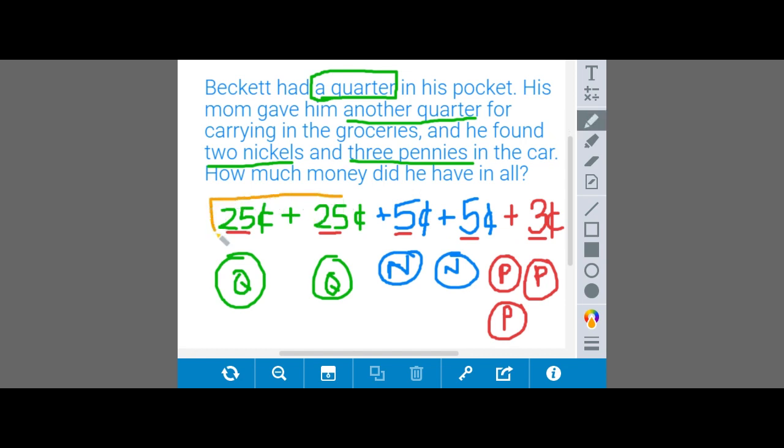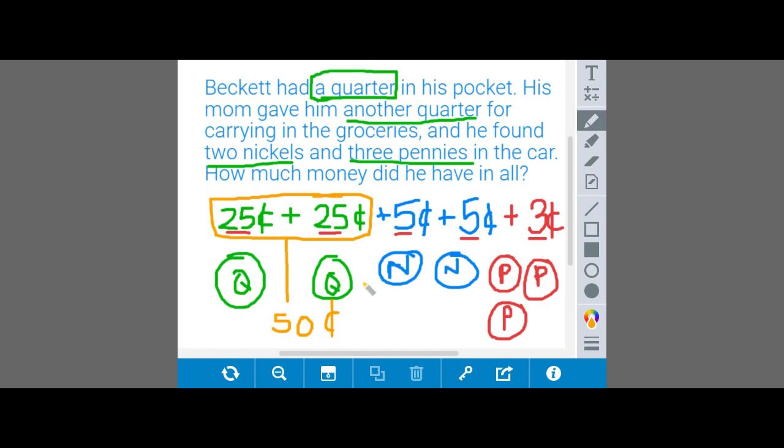I sing a little song in my classroom, and sometimes that helps for keeping track of money, especially quarters. So our song goes like this for quarters: 25, 50, 75, a dollar. 25, 50, 75, a dollar. So here's my 25 and my 50. So together, this is going to be 50 cents right here, halfway to a dollar. So I'm going to record that.